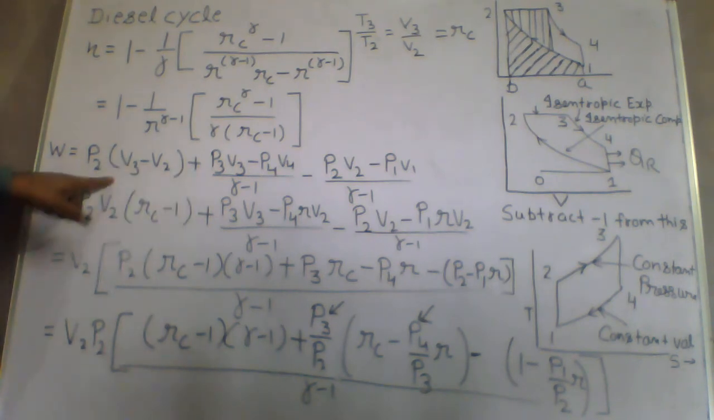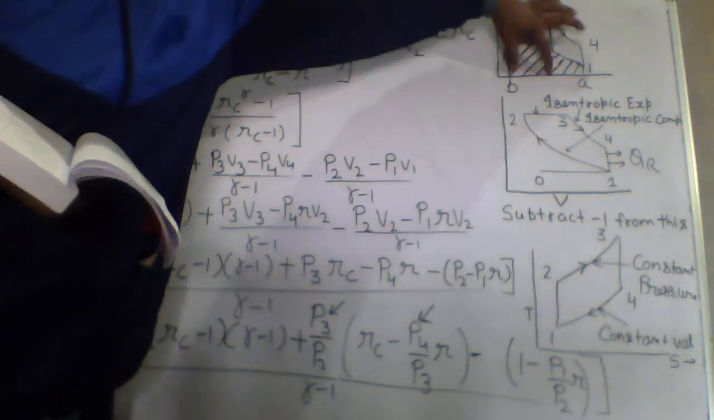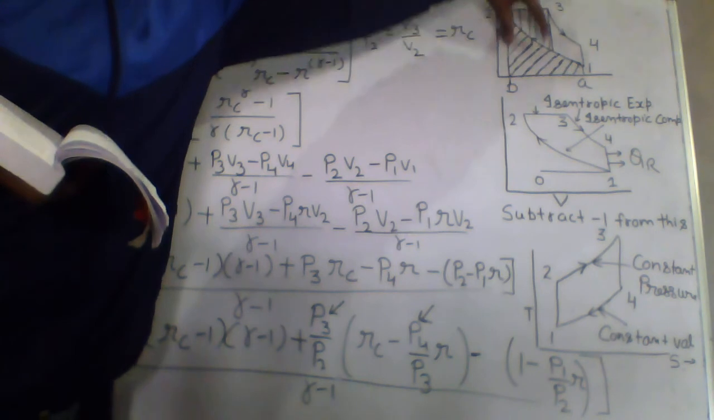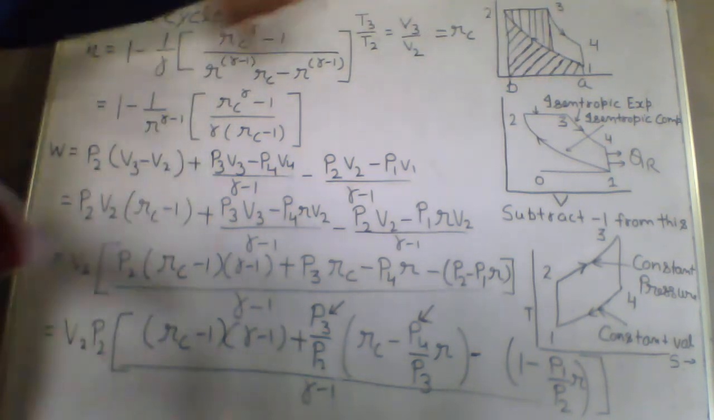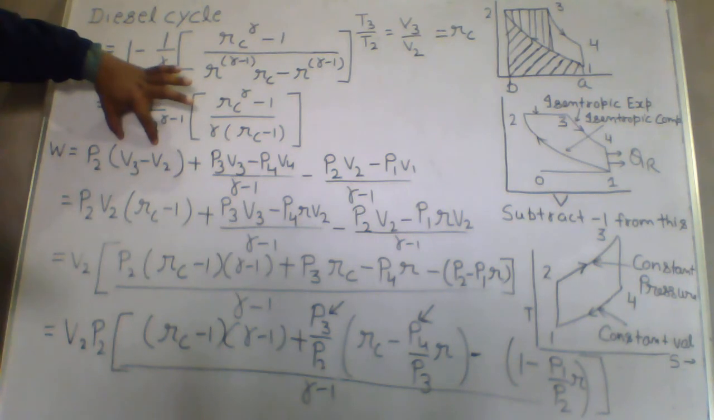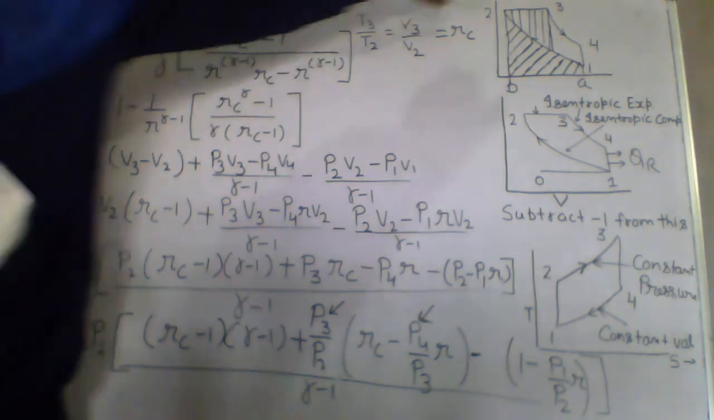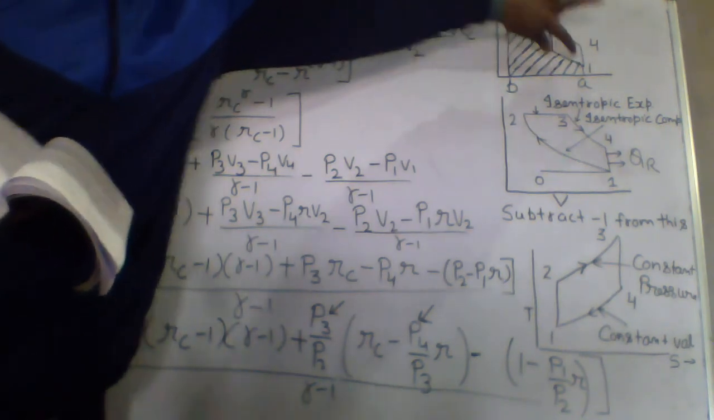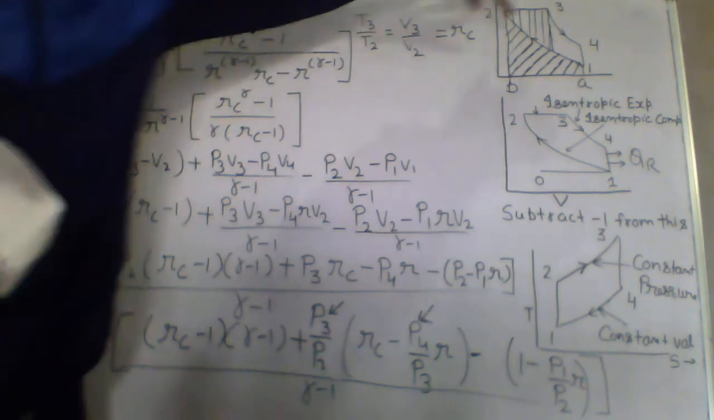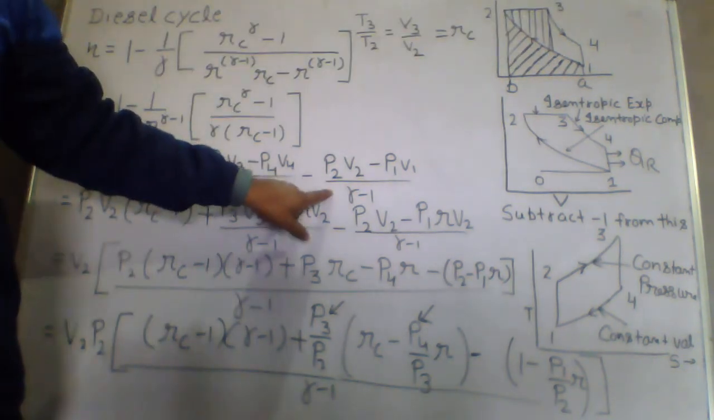I am repeating it. This is the work, the area under 2 to 3. You have to take this area. Area under the PV diagram will give you the work. So we will take the area of the 2, 3 curve only. So this is the work of the 2, 3 curve. This here is the work of the 3, 4 curve, the area under the 3, 4 curve. And this here, 1 to 2, is the area under 1 to 2.